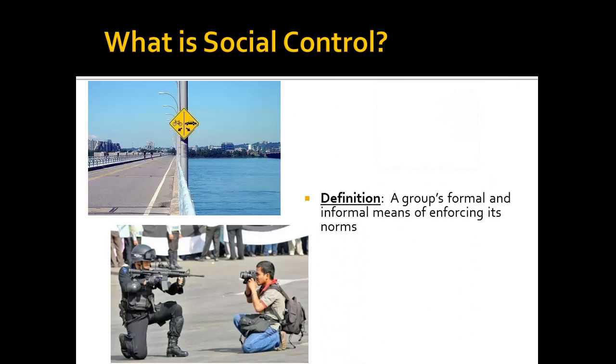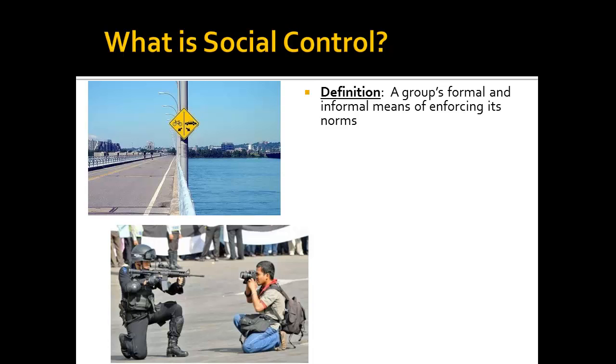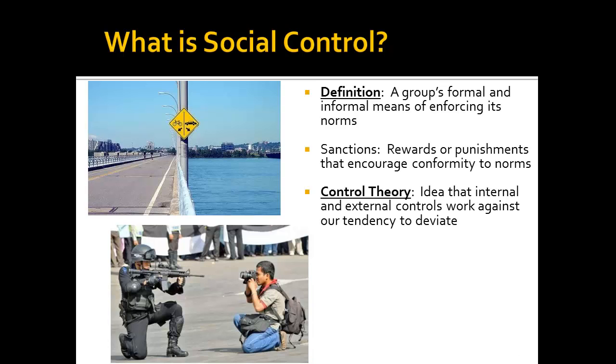Along with this, we have something called social control. How do we make sure that our norms are enforced? We do that through social control, in other words, our formal and informal means of enforcing norms. And we do this in a couple different ways. Mostly we do this through the idea of sanctions.